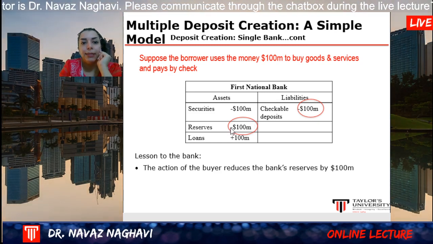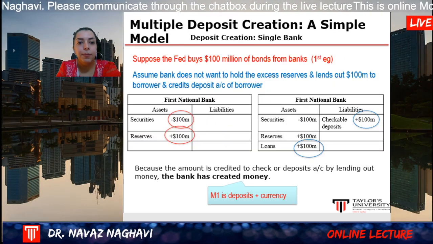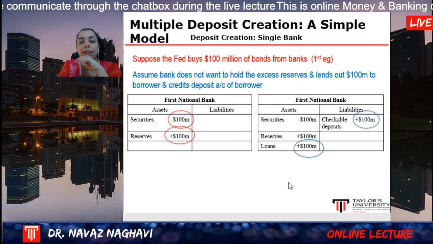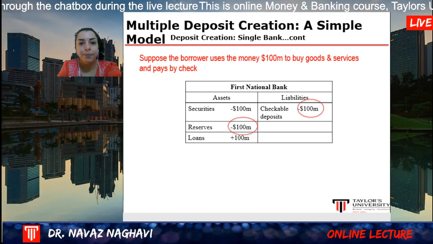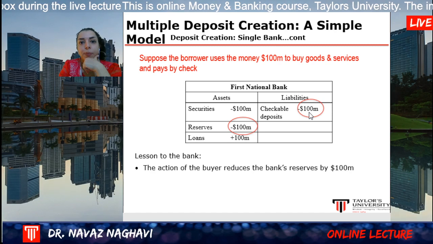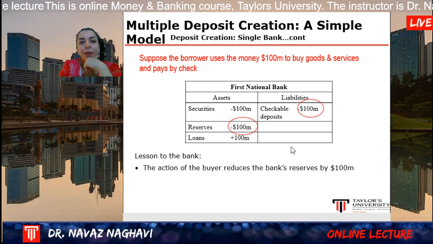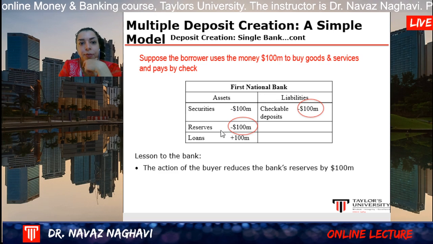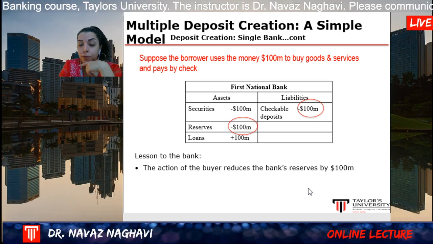Here you can see that here is negative 100. Look at the previous one. The previous account was here. Reserve was positive. So that's why they will cancel each other. Right? So again, go to the next one. Checkable deposit previously was positive 100. Now it is negative 100. So that's why they will cancel each other. So what will remain? The remaining is that the security is minus 100 and the loan is positive 100. So that is the total T account of this bank.